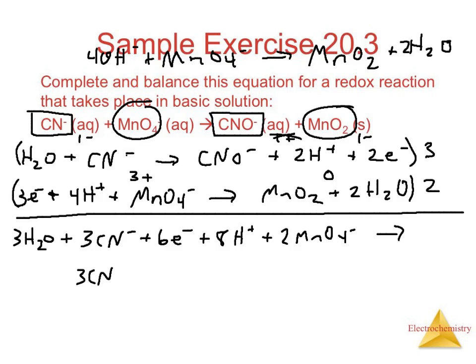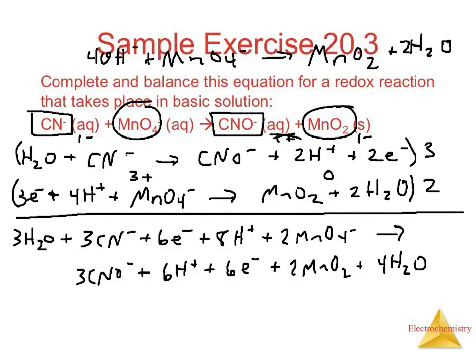It yields 3 CNO minus plus 6 H plus, 6 electrons plus 2 MnO2 plus 4 H2O.